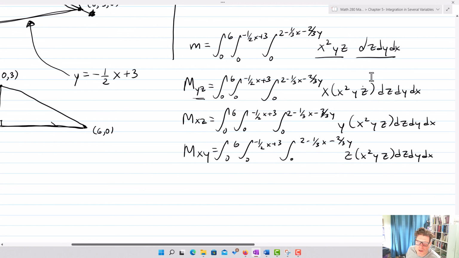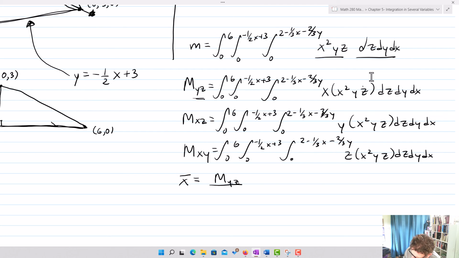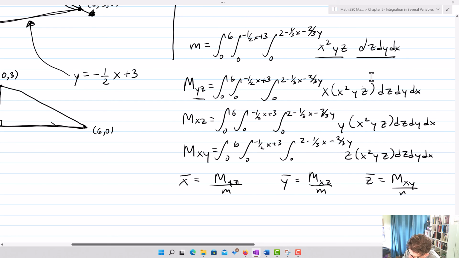I am going to forego the computation. I'm just going to say that x bar is going to equal M of yz over m. Y bar is going to then equal M of xz over m, and z bar is going to be the moment M of xy over m. And there's our center of mass.